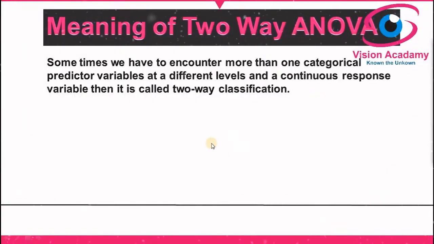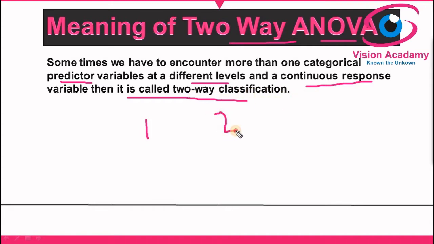Firstly, let us see the meaning of two-way ANOVA. Sometimes we have to deal with more than one categorical, or predictor, or independent variable at different levels, and a continuous response variable. Then this is called two-way classification. Since in two-way ANOVA we deal with variance, this kind of situation we call two-way analysis of variance, since we are dealing with more than one categorical predictor variable or independent variable.